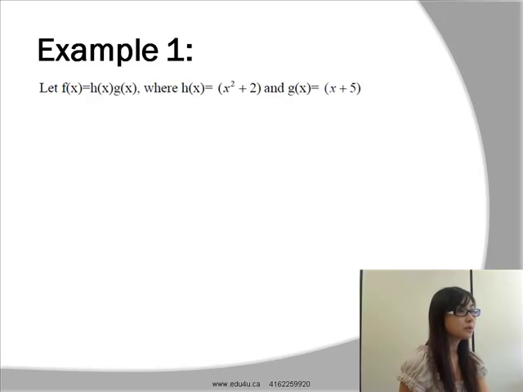Let f of x equal h of x times g of x, where h of x equals x squared plus 2 and g of x equals x plus 5. Show that the derivative of f of x does not equal the derivative of h of x times the derivative of g of x.